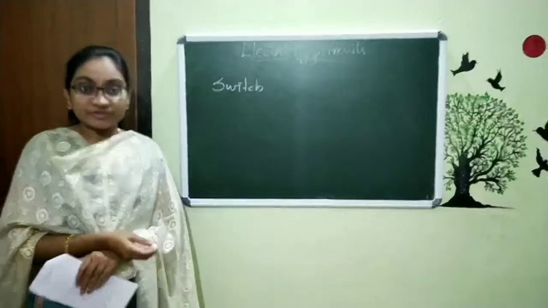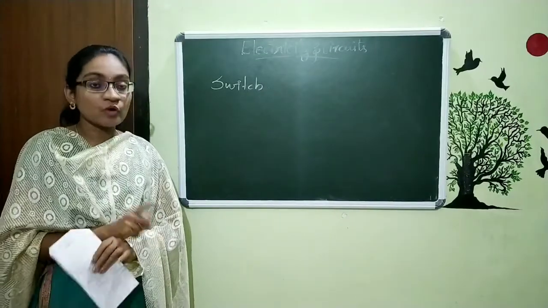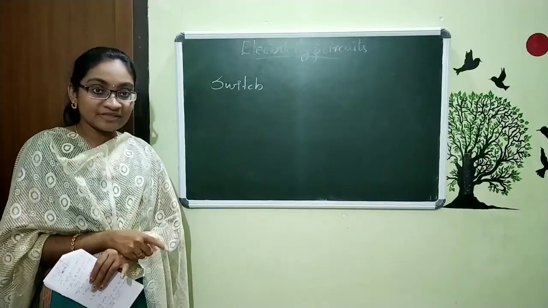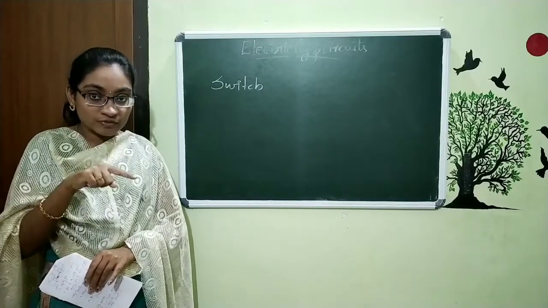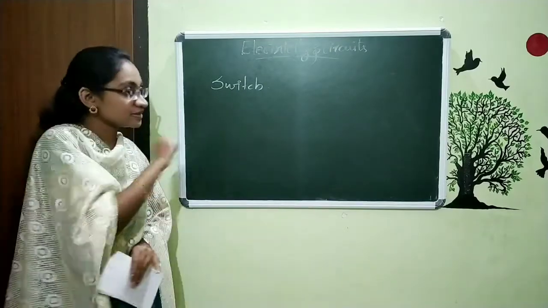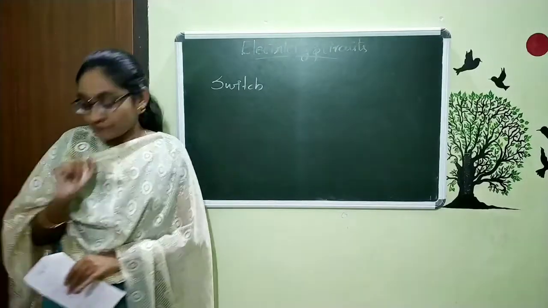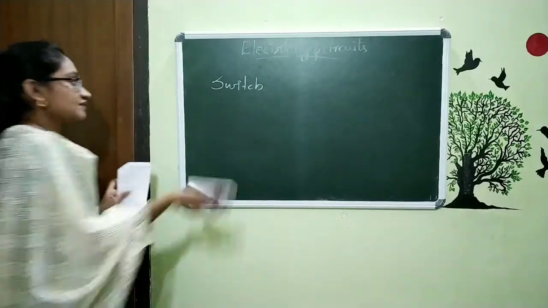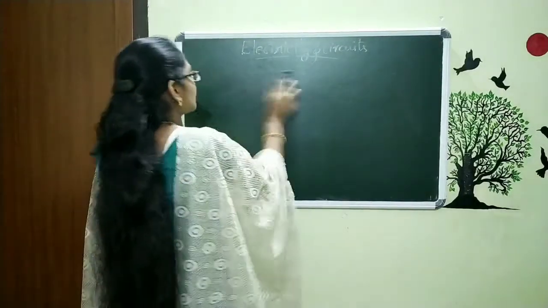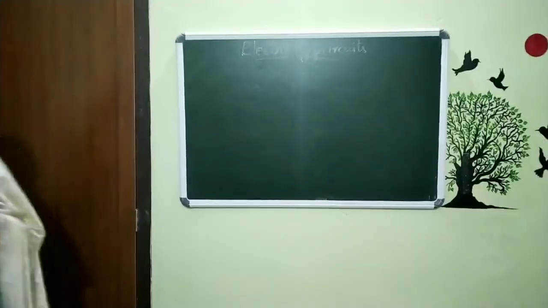We can use a switch to turn the circuit on or off. On the circuit means the electricity will flow through it, and off the circuit means the electricity does not flow through it. So that is the switch. Today we are going to discuss another topic. This is the last topic in this chapter. Today we are going to conclude this.